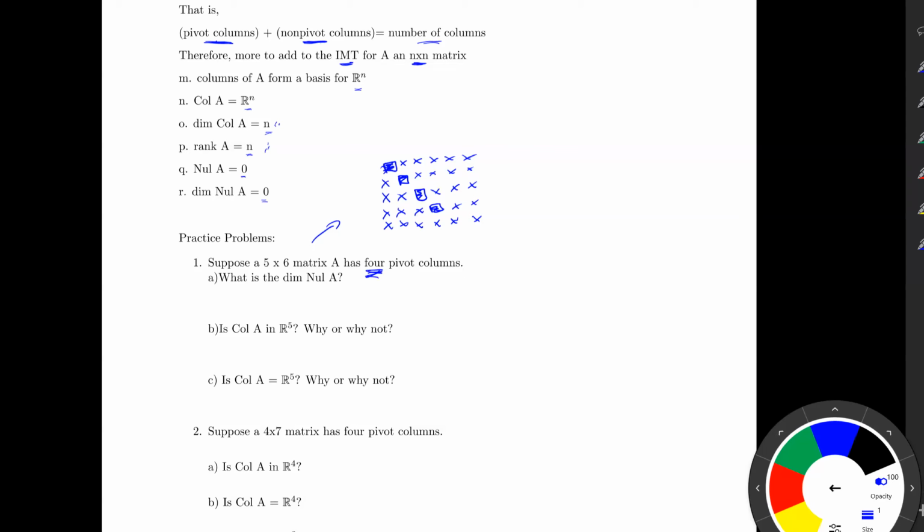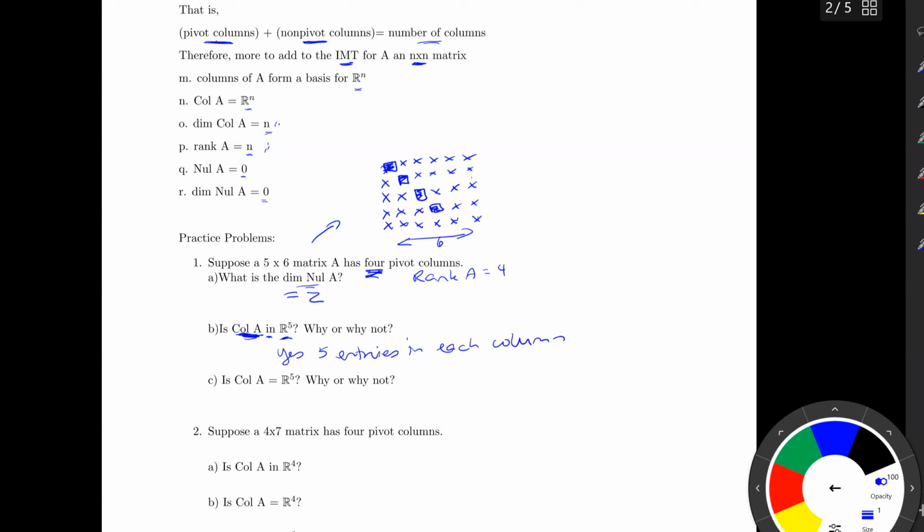So 4 pivots means that rank A is 4, right? The dimension of Col A is 4. So what's the dimension of Null A? The number of columns is 6, so the number of free variables left over must be 2. Okay, is Col A in R5? Are elements of Col A in R5? Yes, there are 5 entries in each column.